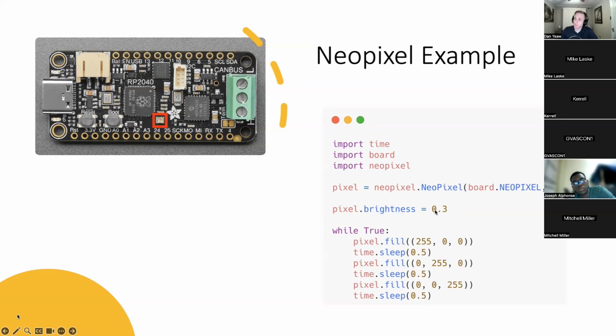So this sets the pixel brightness, and then while true, pixel fill. So we pass in the color as RGB. So we're pretty much setting it to red, green, and blue in different steps, and then we're sleeping between them. So in this case, this NeoPixel will change colors from red to green to blue.